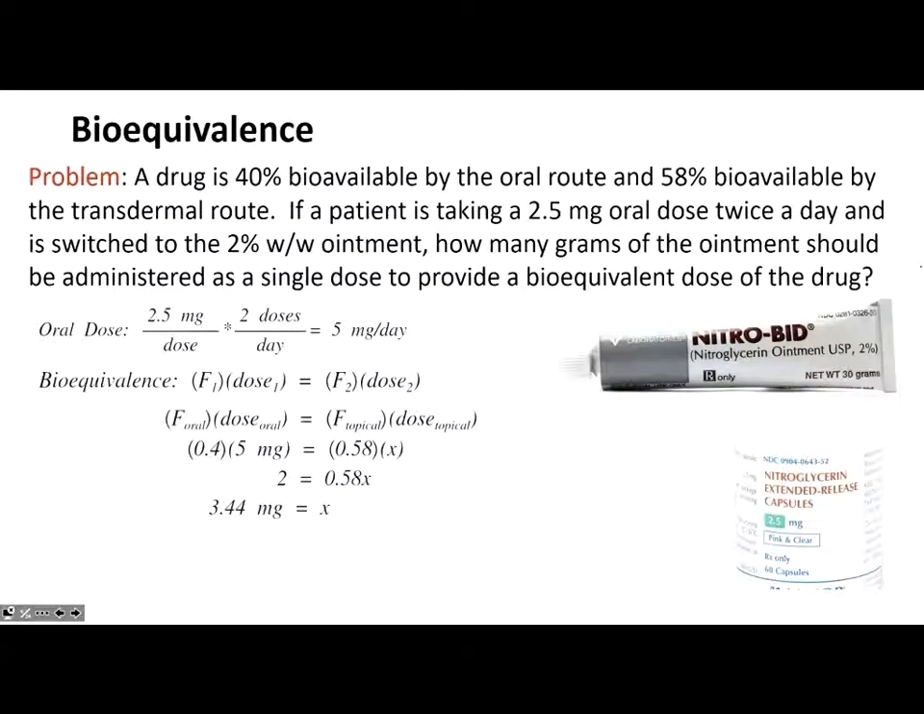However, what's the last step? To actually determine the amount of ointment, because the ointment isn't pure nitroglycerin. Remember we said it's a 2% weight per weight. So the last step would be to take my 3.44 milligrams. I converted it first to grams, so don't freak out, converting milligrams to grams by dividing by 1,000, okay? Then multiplying it by the concentration expressed as 100 grams of ointment over 2 grams of nitroglycerin, so that my grams of nitroglycerin cancel, and my final value would be in grams of ointment. So essentially this says I would need 0.17 grams of ointment to provide the required amount of nitroglycerin to be absorbed topically. That would have been the same had I swallowed 2 of those 2.5 milligram capsules.